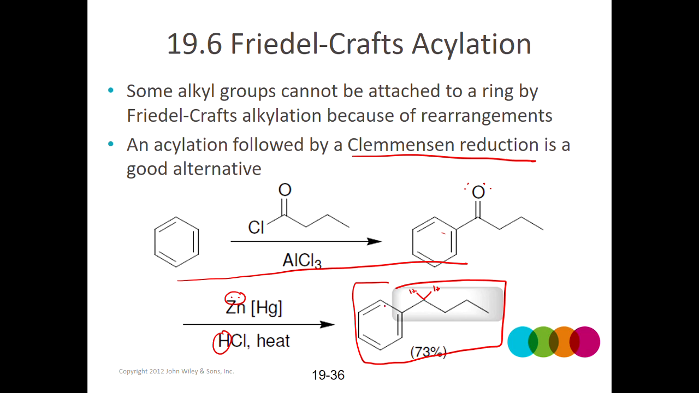So this would be a preferred route. You get a higher yield, you don't have the side products to deal with, and that's what you would want to set up if you're trying to connect the primary alkyl group to a benzene ring.